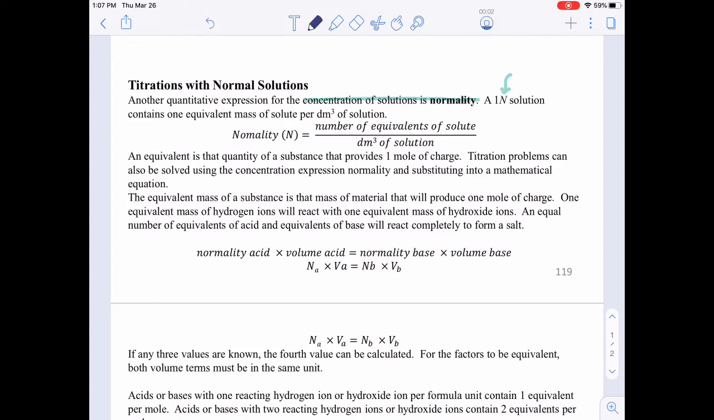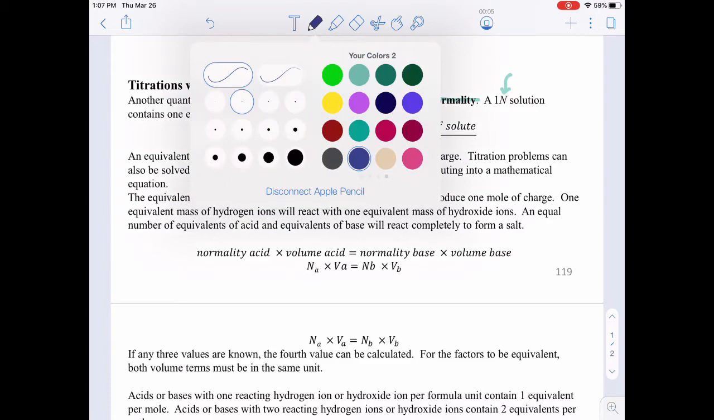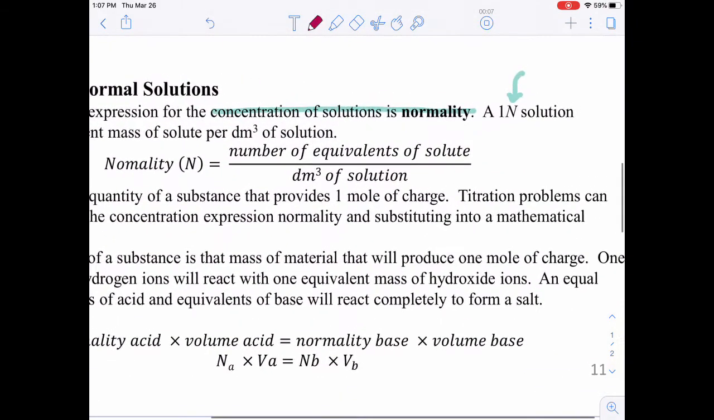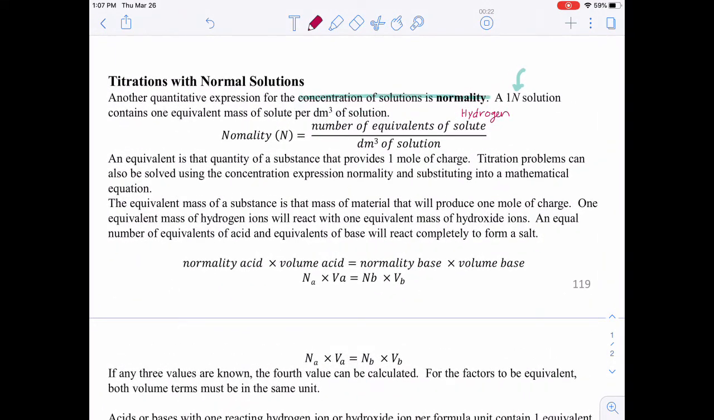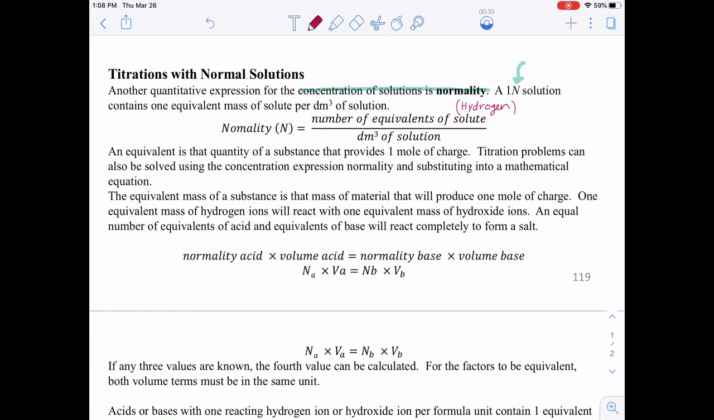When we talk normality, we can think of the number of equivalents of solute. We can kind of think hydrogens, and this is just a rule of thumb, since we are talking a lot about acids and bases. I say hydrogen because it provides 1 mole of charge.